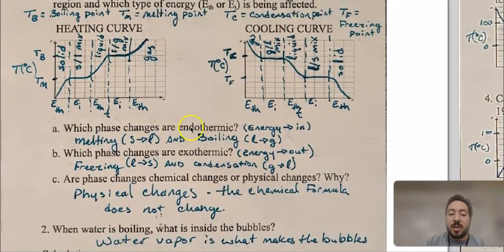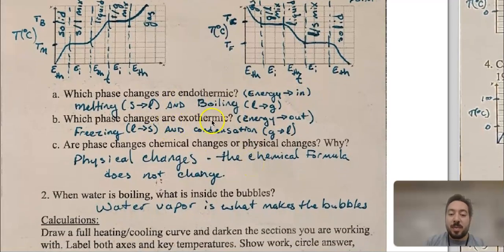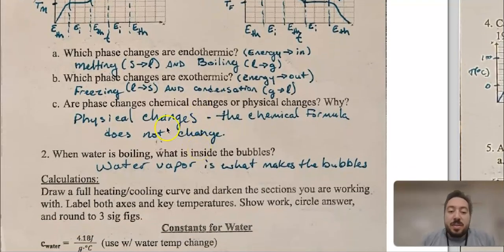So which phase changes are endothermic, where energy goes in? That's going to be our melting and boiling, where we go from a lower energy state to a higher energy state. Opposite is going to be exothermic, where energy is coming out of our system. That's freezing and condensation. That's where we have a higher energy state, and we're going down to a lower energy state. Are phase changes chemical changes or physical changes, and why? They are physical changes. Our chemical formula doesn't change. It's still the same substance except for the fact of how it's organized.